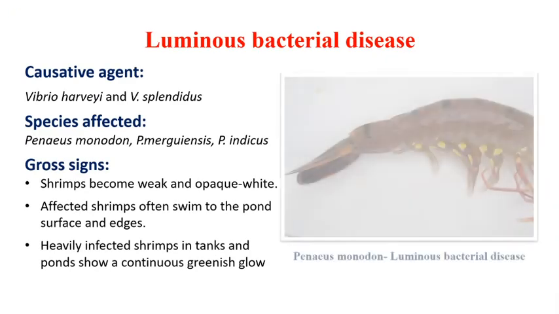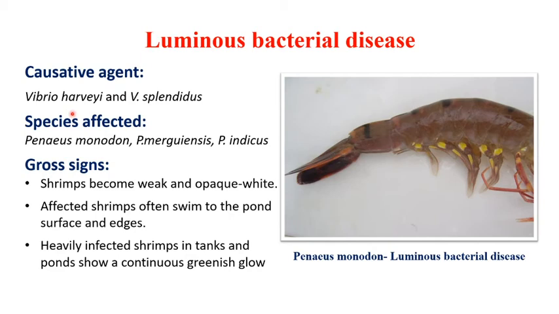Luminous bacterial disease: the causative agents are Vibrio harveyi and Vibrio splendidus. Species affected are Penaeus monodon, Penaeus merguiensis and Penaeus indicus. Gross signs are that shrimps become weak and opaque white. Affected shrimps often swim to the pond surface and edges.